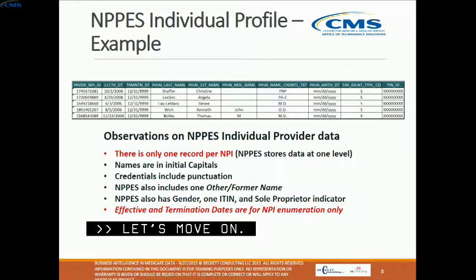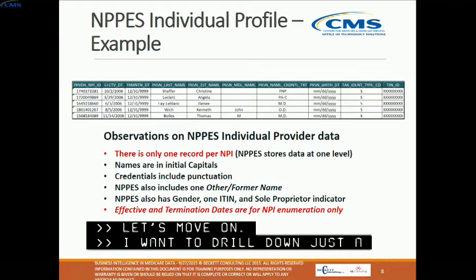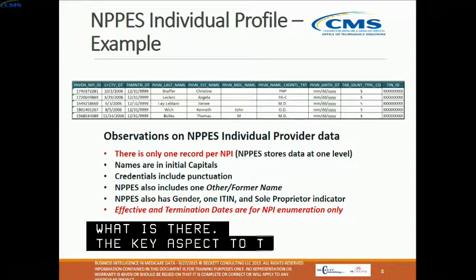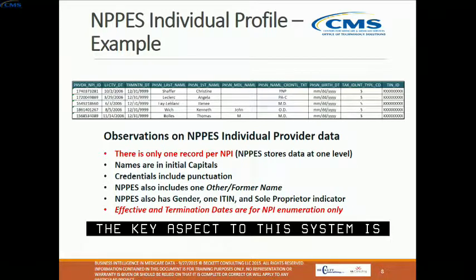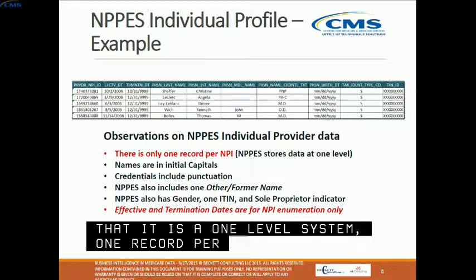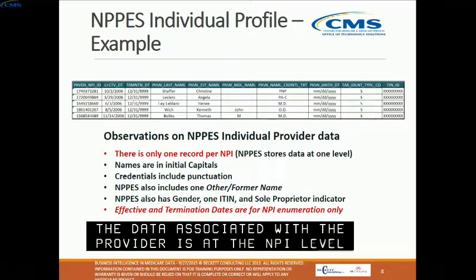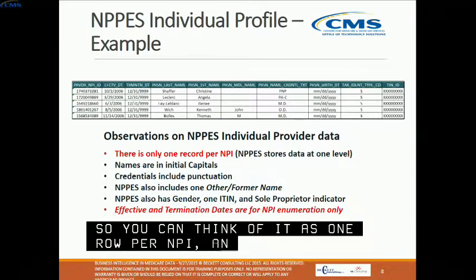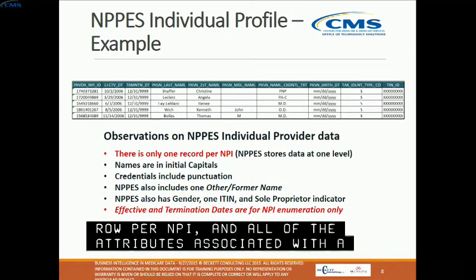Okay, I want to drill down just a little bit on the NPES data and give you just a brief overview of what's there. The key aspect to the NPES system is that it's a one-level system. There's one record per NPI, and all the data associated with a provider is at the NPI level. So you can think of it as one row per NPI, and all the attributes associated with a provider are stored with that NPI in columns of that one row.